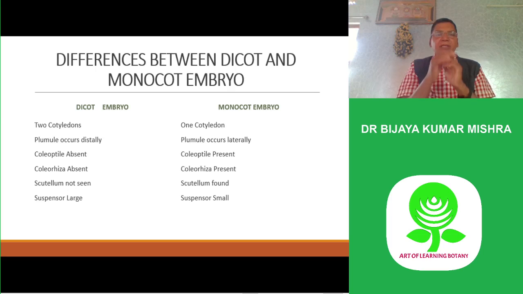Okay, so we have discussed up to now the structure of the embryo, what a pro-embryo is, the basic pattern of embryo development, and the different stages of the embryo: the globular stage, the heart stage, then the torpedo stage, then the walking stick stage, then the horseshoe stage, and what the polar orientation is.